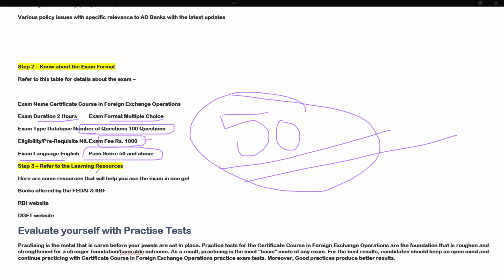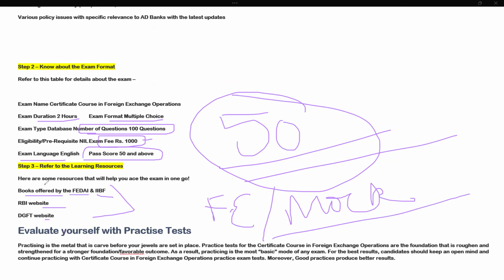And refer to the learning resources. Here are some resources that will help: books offered by FEDAI and IIBF are available. The RBI website and the DGFT website are available, from where you can get so much data that will be helpful in clearing the exam. Other than these resources, as Bankers Platform we are also providing a certificate course in foreign exchange, a full course plus a mock test series. This mock test series is also available, which you can use as a resource for your exam.